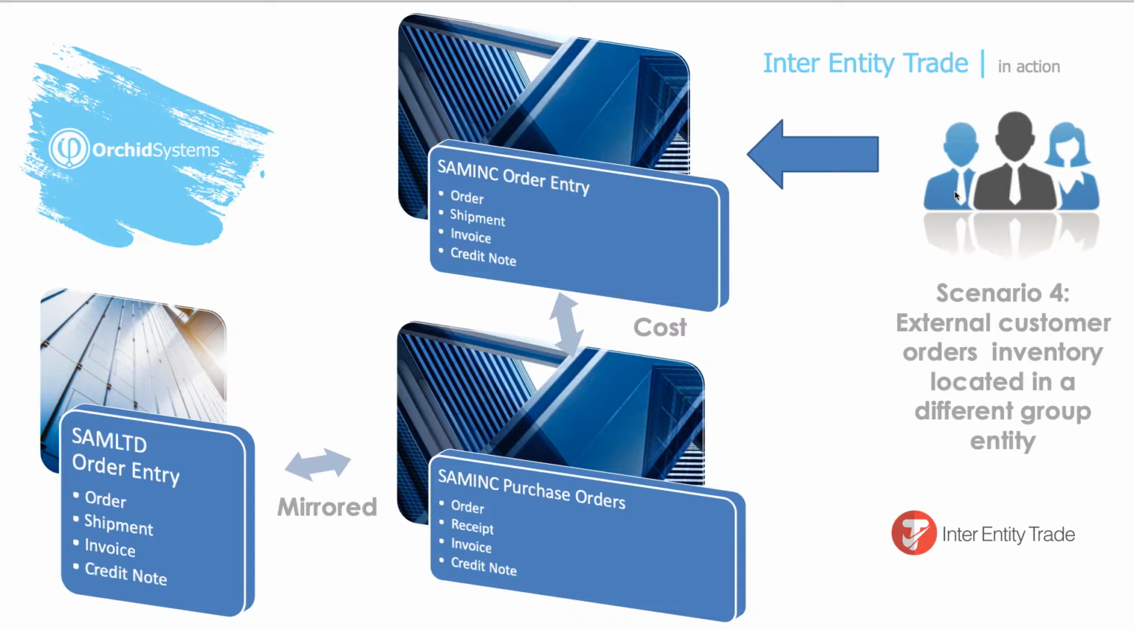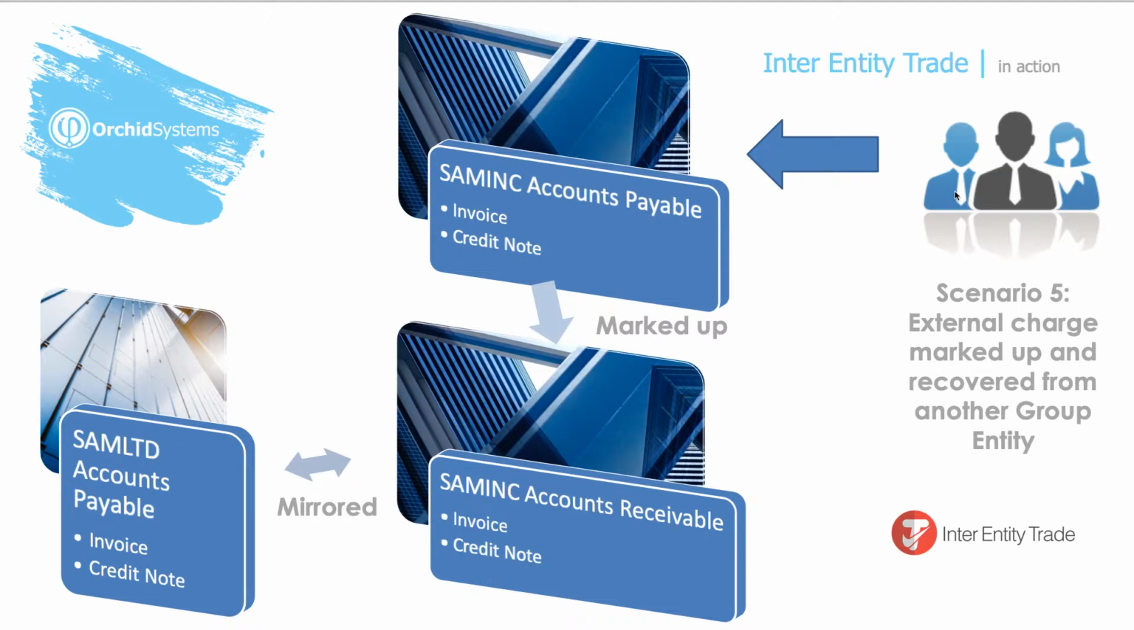Because it's bidirectional, you could now process the shipment in that manufacturing company, SAM Limited, and the impact of that will then ripple through the other companies, so the wholesale company. So you can get complex chains of transactions being generated automatically and bidirectionally. And here we have a scenario where we're being charged by an external company, and SAM Inc. is taking on that charge and marking that charge up and then recovering that charge from SAM Limited, and the transactions once again being automated for you.